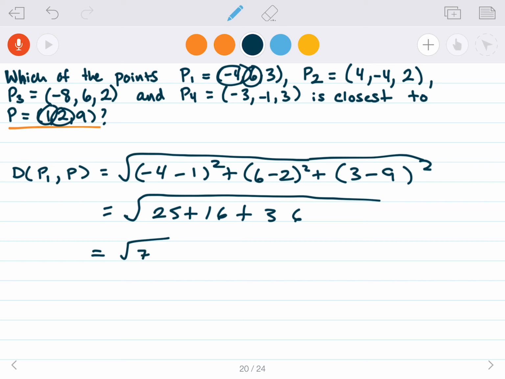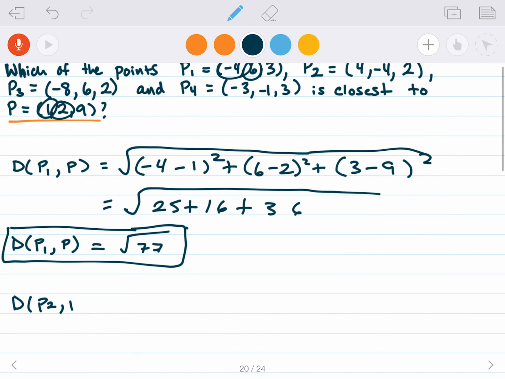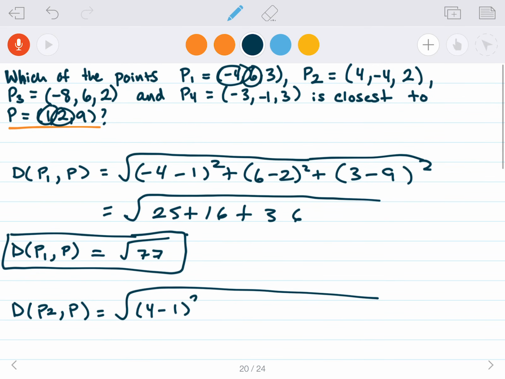I'm getting root 77, so this is the distance between P1 and P. And we just do the same kind of thing for the second one. So distance between P2 and P. We got 4 minus 1 squared plus negative 4 minus 2 squared plus 2 minus 9 squared. Again, just taking the coordinates and subtracting their respective coordinates from P and squaring them.